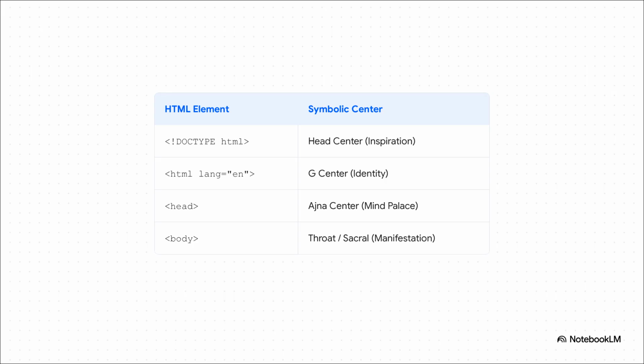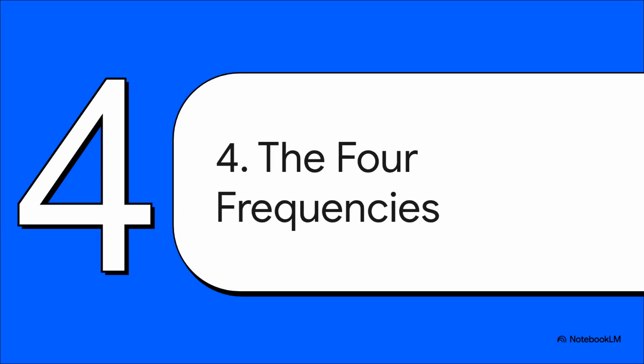Using the system of human design, which maps out different energetic centers in the body, they actually map the fundamental tags of HTML to those very same centers. The doctype declaration, that's the spark of inspiration. The head tag is the mind palace where ideas form. And the body tag, that's where things get manifested into reality. Code was no longer just a tool. It became a digital body, an energetic anatomy. How cool is that? So we've got code mapped to the cosmos, and we've got code mapped to the self.